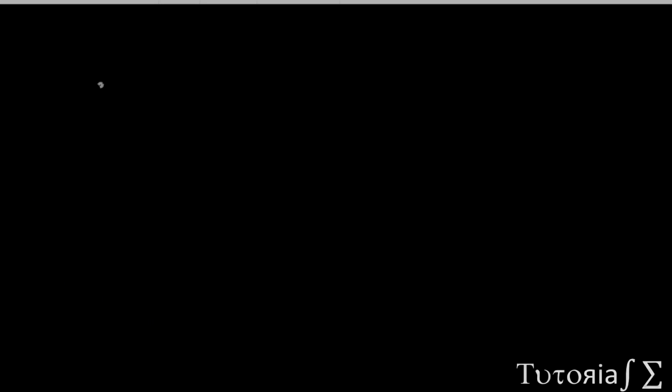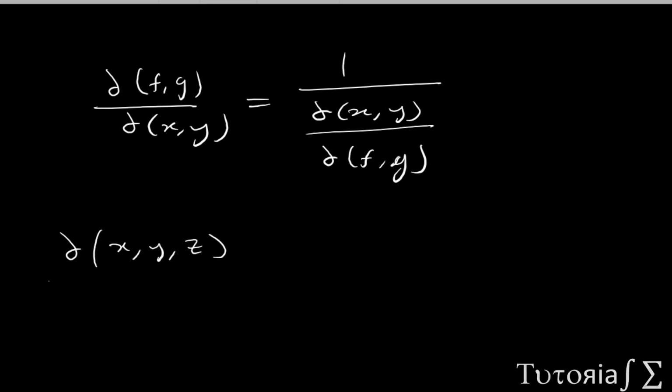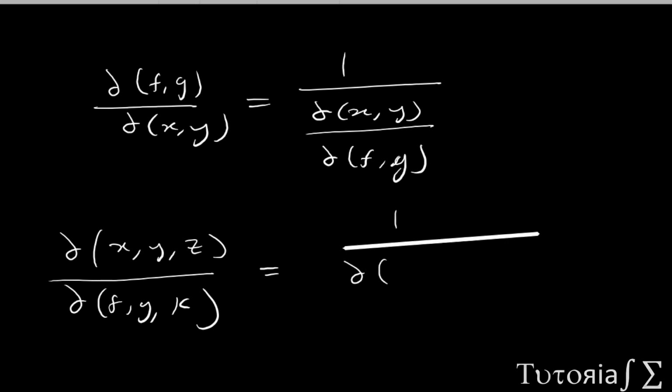You should note that if it is difficult for you to find, let's say, the Jacobian of f comma g with respect to x comma y, this is basically equal to 1 over the inverse, which is the Jacobian of x and y over the Jacobian of f and g. The same applies if we had three variables, let's say x, y, z with respect to f, g, and k. So basically this is equal to 1 over the Jacobian of f, g, k with respect to x, y, and z. This is something that you should note, and I hope you use it in the following 3 examples that I'm going to give.